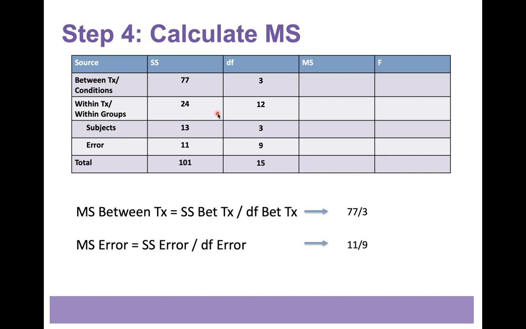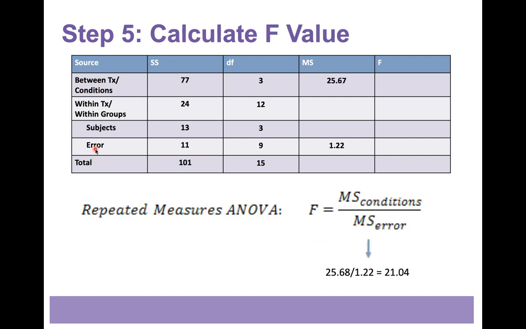But because we have a repeated measures ANOVA, it allows us to subtract out the subject level variability. We're going to throw it away. And so we're going to calculate our mean squared with the error variability. So we do the sum of squares error, which was 11, divided by the degrees of freedom error, which was 9, to give me 11 divided by 9 for my mean squared. So 77 divided by 3 up here, 11 divided by 9 down here. We just divide across the table in only these two. We only do it for between and error. You don't need to do it anywhere else.